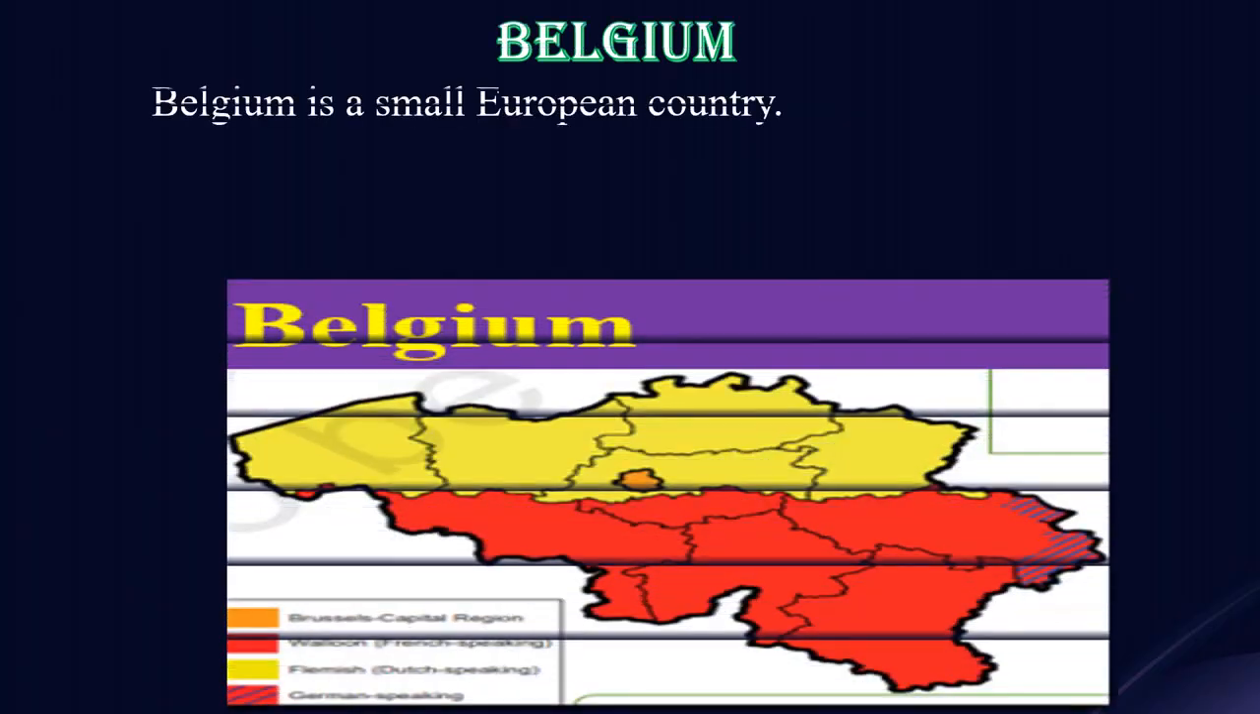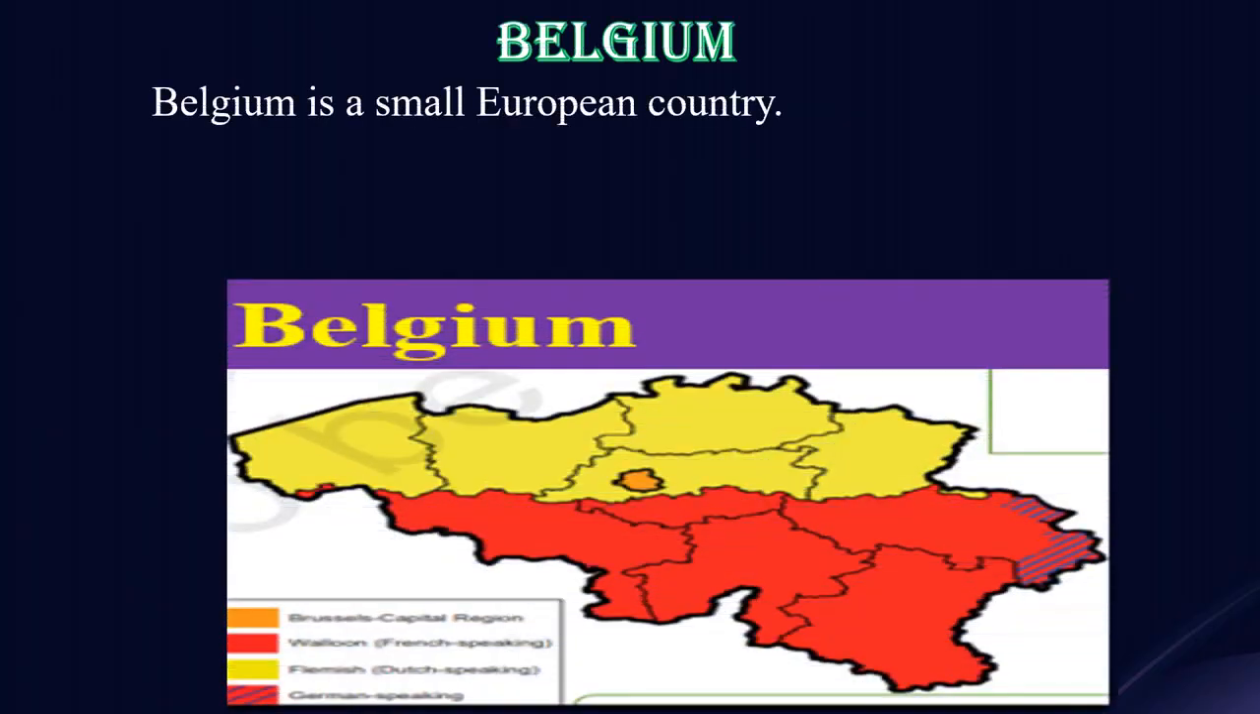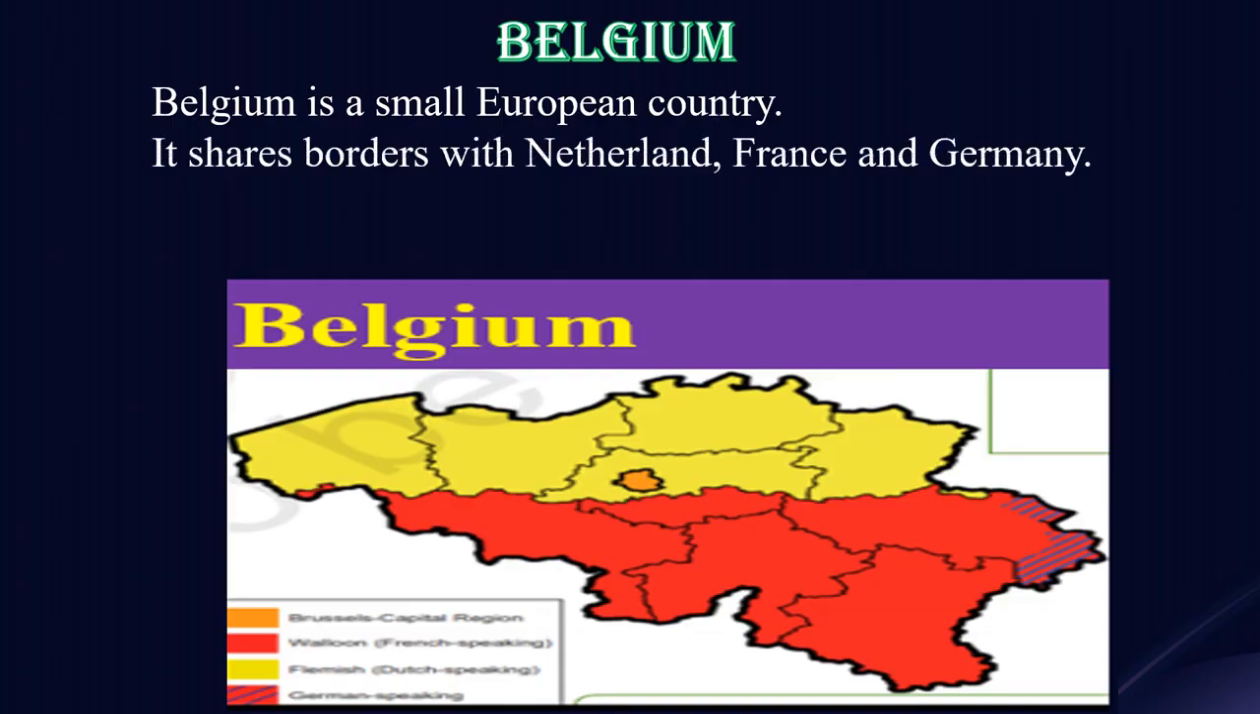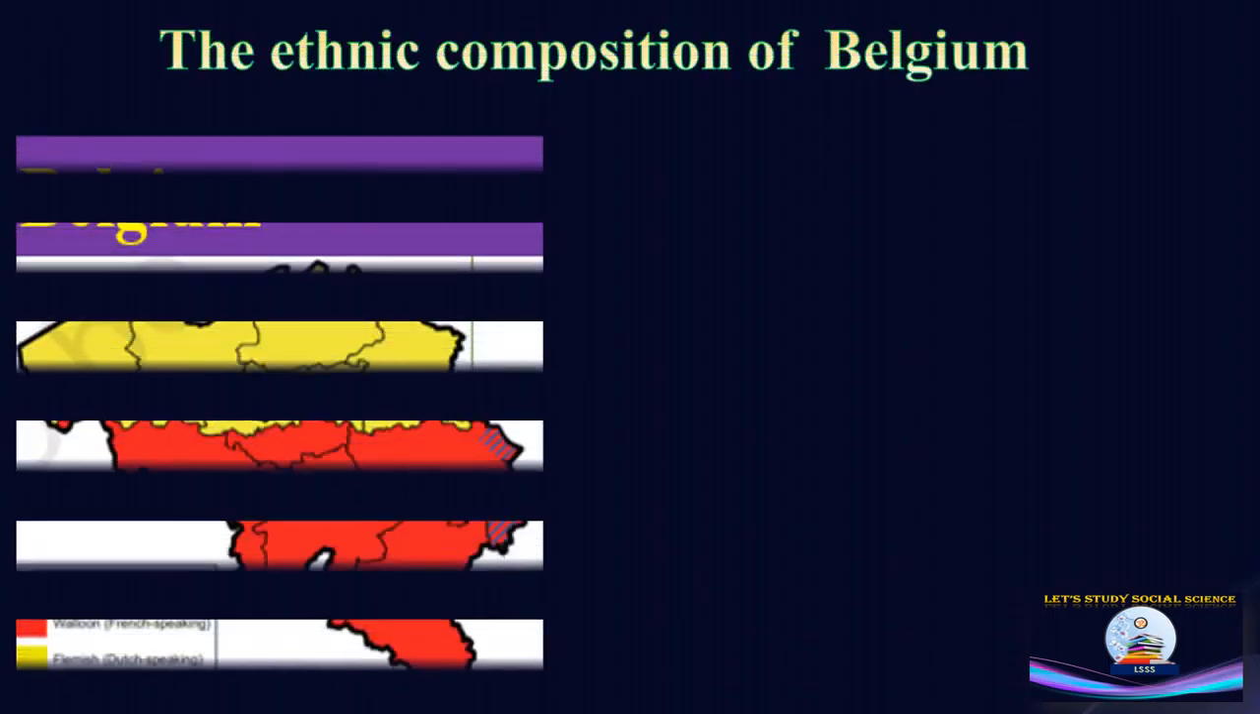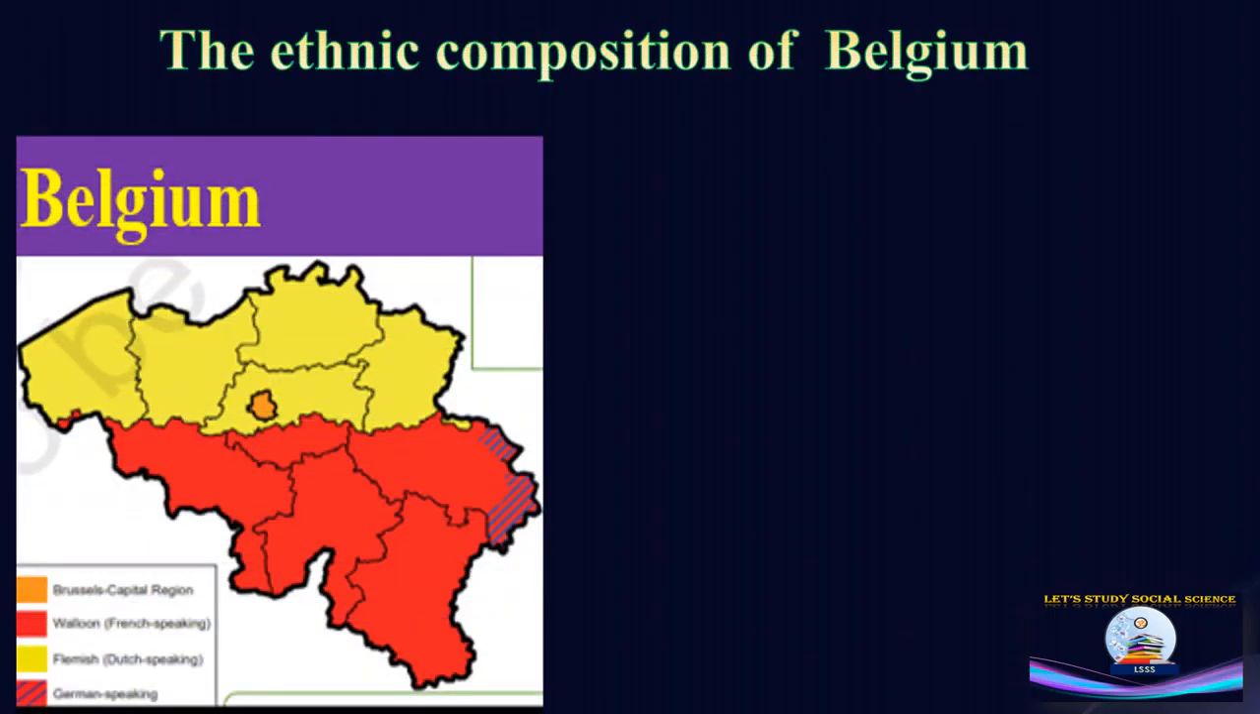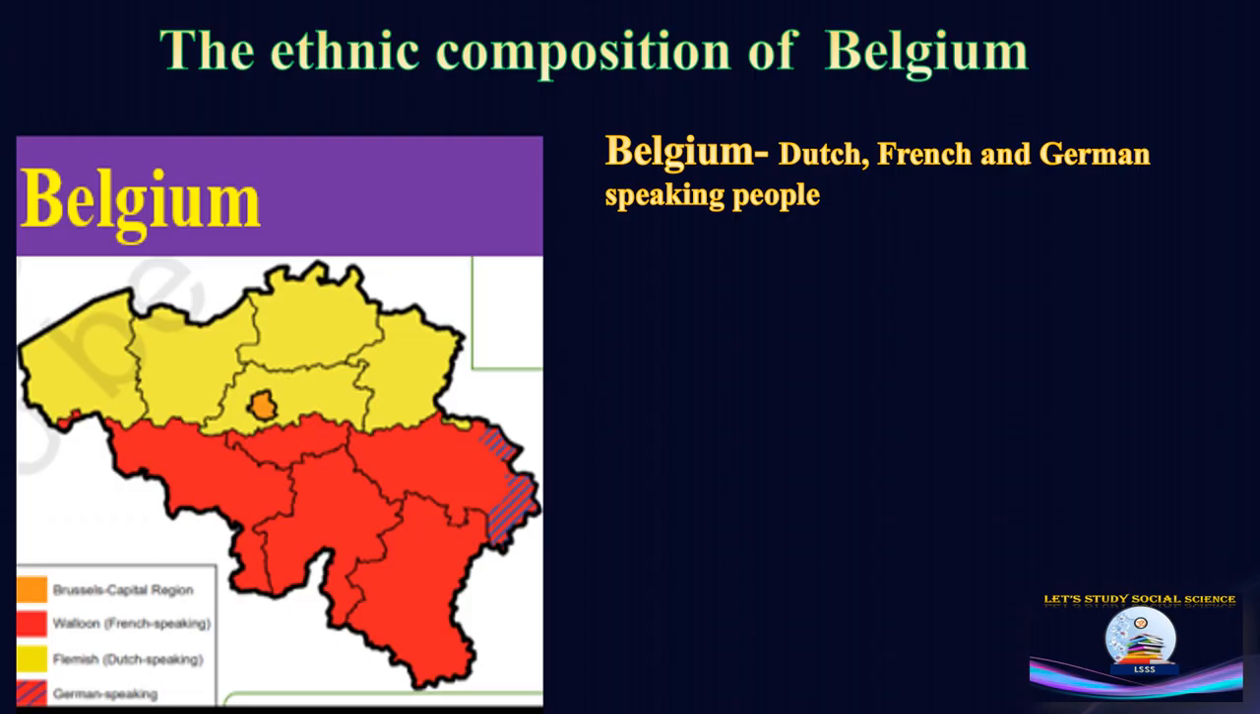For understanding the necessity of power sharing, let's take the example of Belgium first. Belgium is a European country. It shares border with Netherlands, France and Germany. It is a small country, smaller than our state Haryana. Even Belgium's population is only 1 crore. But the ethnic composition of this small country is very complex. Let's see the ethnic composition of Belgium.